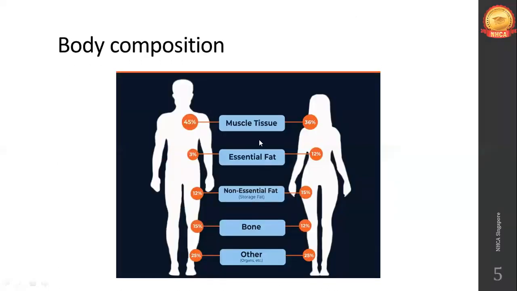Next, coming to body composition. For females and males it is different. The main body composition is given here. Muscle tissue for males is 45 and for females it is 36. Essential fat required is 3 and 12%. For females you require more fat because you also have to regulate your menstrual cycle.